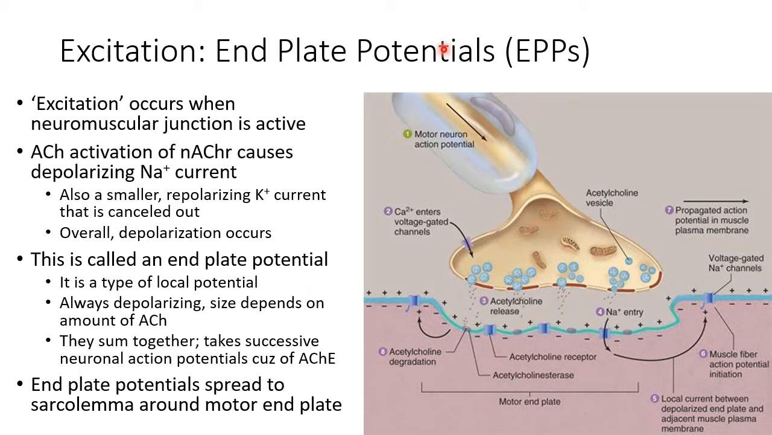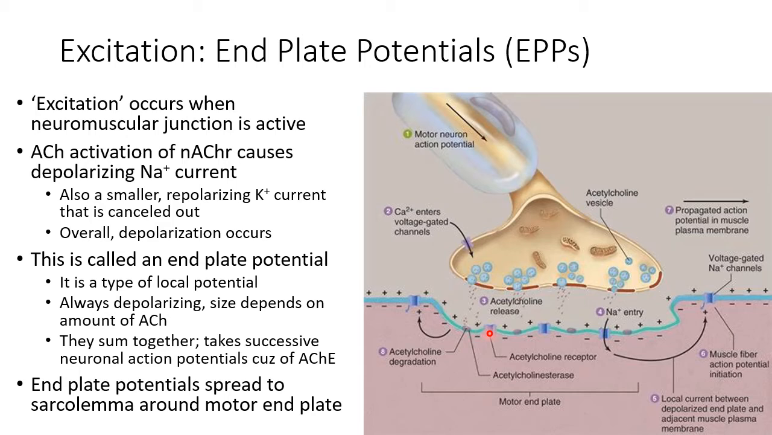To go through those steps again, you have an action potential arriving at the axon terminal of the motor neuron that depolarizes the axon terminal and opens the voltage-gated calcium channels. Calcium enters the axon terminal. It causes the vesicles containing neurotransmitter to fuse with the membrane and release their neurotransmitter, which is acetylcholine. Then acetylcholine crosses the synaptic cleft and binds to its receptors, such as right here. Those receptors are nicotinic acetylcholine receptors.